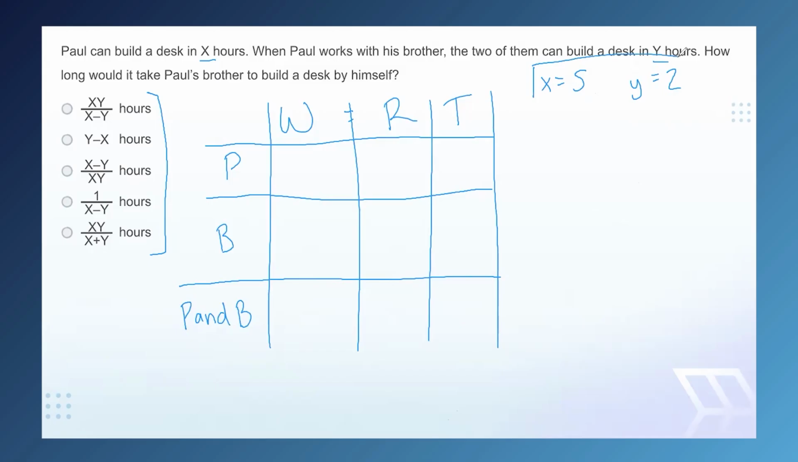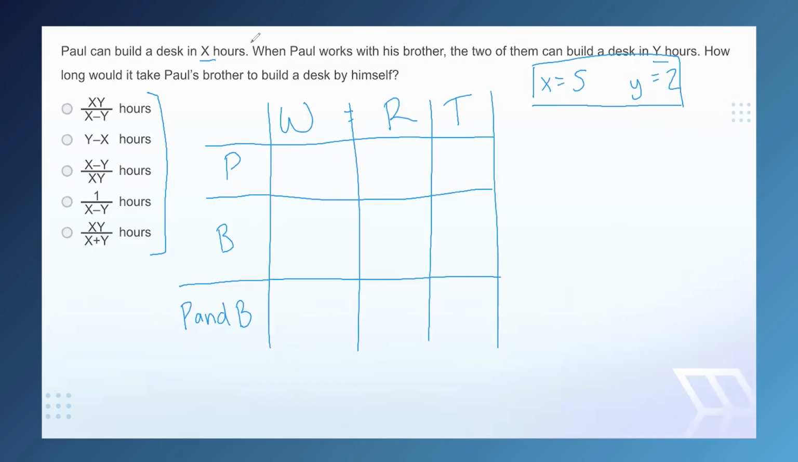Now, notice here that I am choosing a smaller number for Y than for X because Y is the amount of time that it takes both Paul and his brother to build the desk together. They should build the desk faster working together. The math is going to get kind of nasty and not work very well if you don't do this. So make sure that you are choosing logical numbers. Okay, now that I have my numbers picked, I'm going to go ahead and fill in my matrix using those numbers.